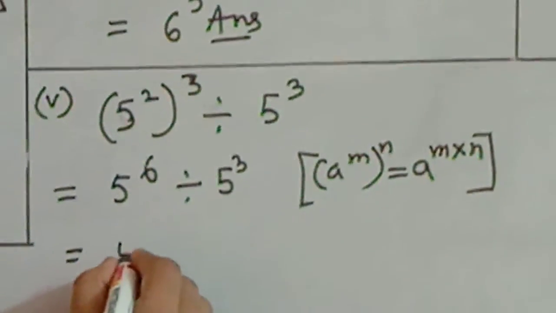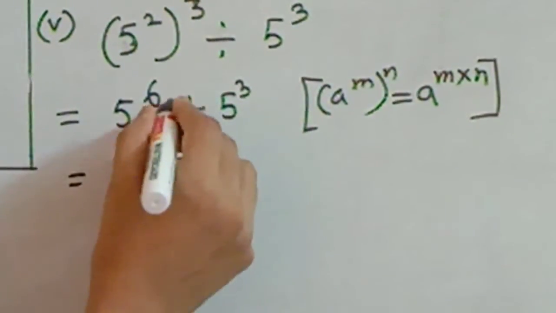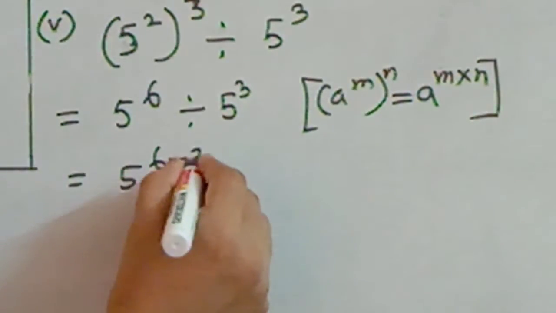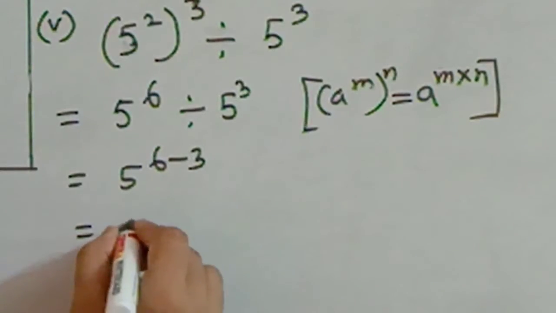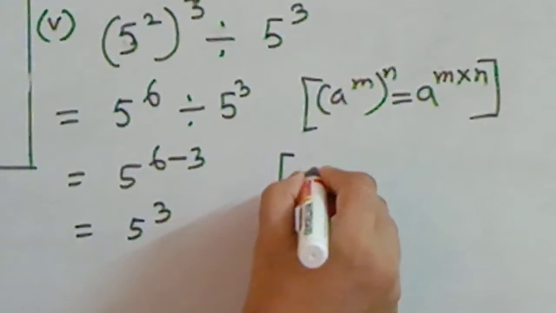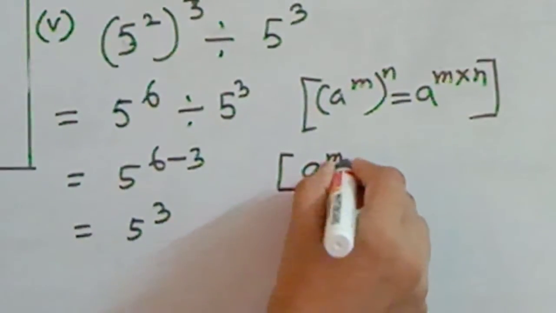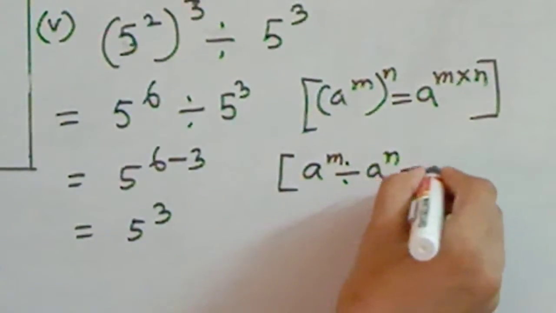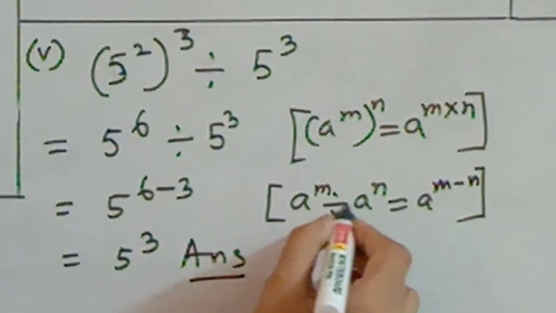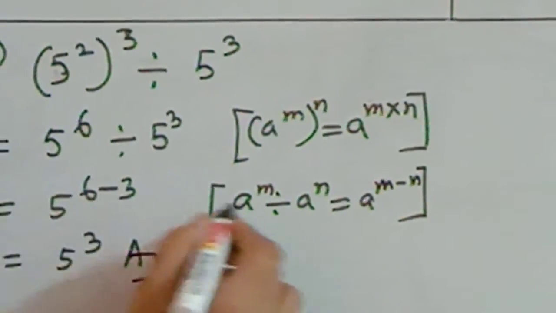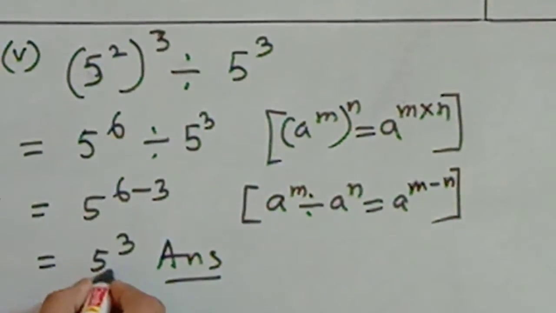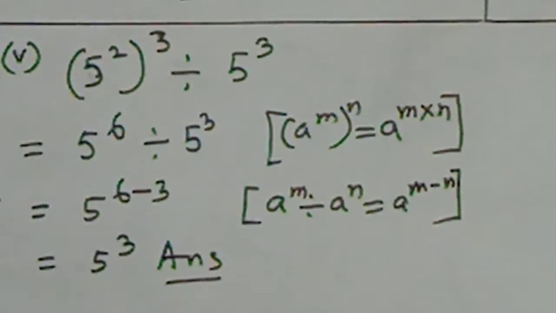Next, 5 to the power 6 divided by 5 to the power 3. So bases are same, division sign, you will subtract. So the result is 5 to the power 3. What law have you used here? A to the power m divided by a to the power n, you have to complete the law. A to the power m divided by a to the power n is equal to a to the power m minus n. 6 minus 3, 3. 5 to the power 3 is the answer.